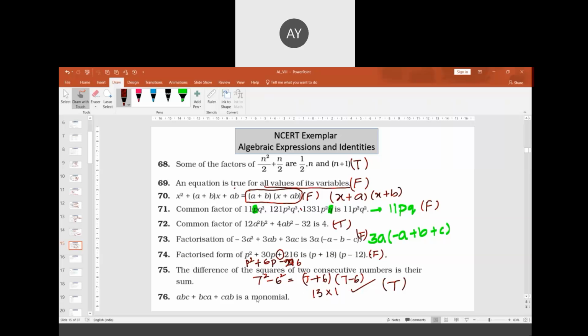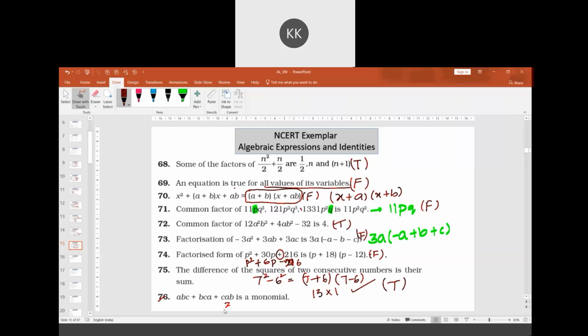25 minus 16 is equal to 9, sir. False, sir. 3A plus 3B plus... false, sir. Statement, sir, true. We can add, sir. Ganesh says it is true. Shoban says it is false. So we can add the terms, sir. True statement, sir. They are the same term.